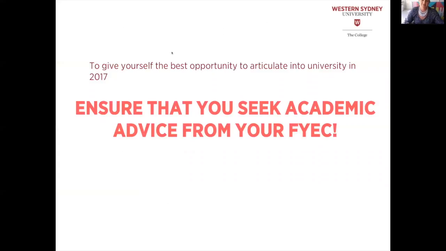The next thing that I really want to emphasise is that you need to seek academic advice from your FYEC. Please don't talk to your friend. Please don't talk to your mum and dad. Obviously talk to mum and dad, but make sure you seek advice from your FYEC to make sure you're enrolled in the right units that are going to give you the best opportunity to reach a 7 GPA. This is your last term to reach this GPA in order to articulate to uni next year. So I want you to make sure you're getting the right advice.